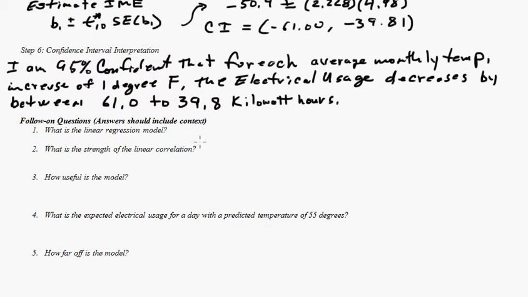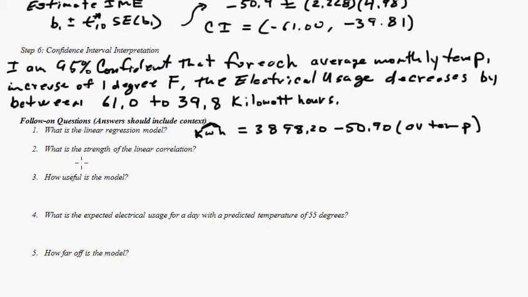So there are some follow-on questions. What's the model? We could say kilowatt hours, with a hat on it, equals the y-intercept 3898.20 minus 50.90 times the average temp. So that would be our model.